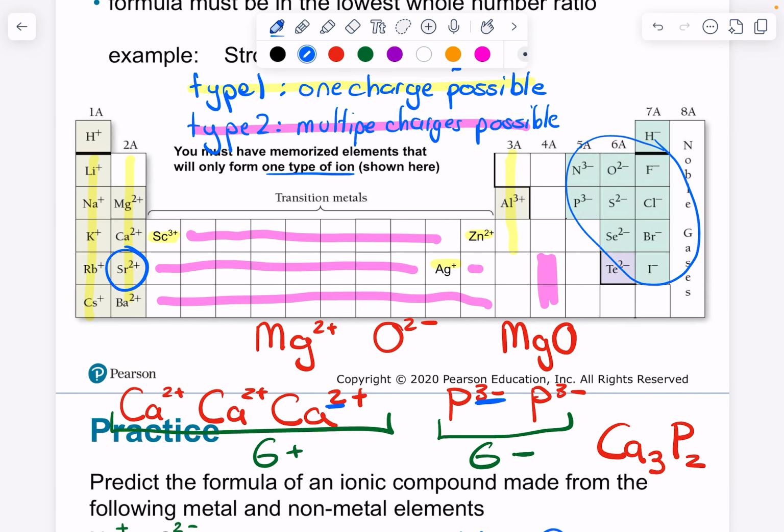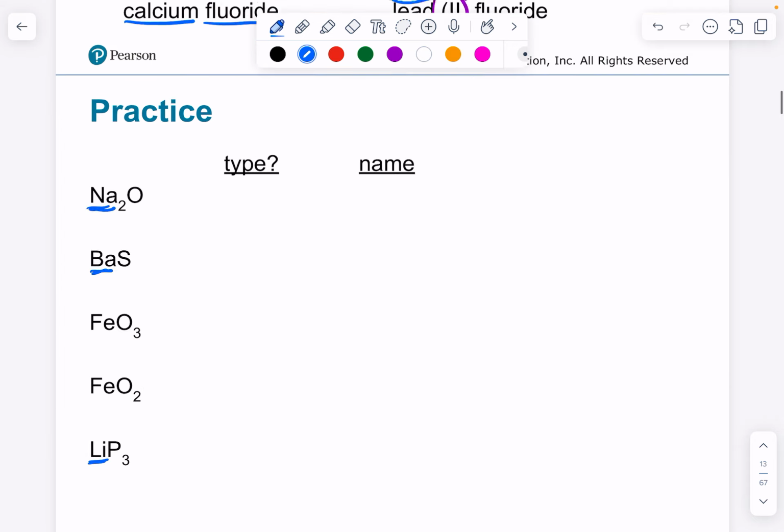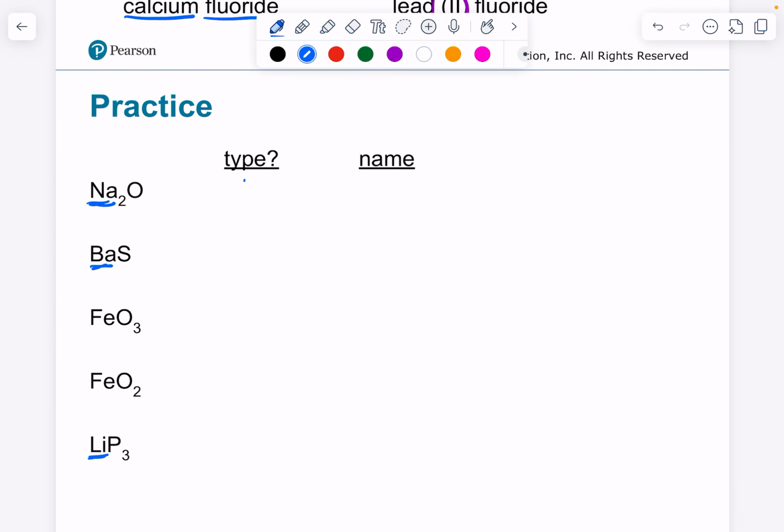The yellow ones are the ones that are type 1. They only have 1 possible charge. The purple, pink ones are type 2. They have multiple charges that you can't predict. Okay, so type 1, type 2. Which means when we do the name, this one's going to have a Roman numeral in both of these, because that's the difference with type 2, is that we have to indicate the charge in Roman numerals.